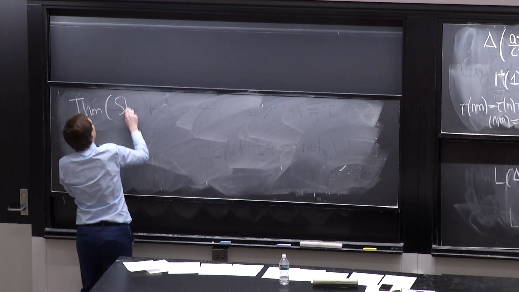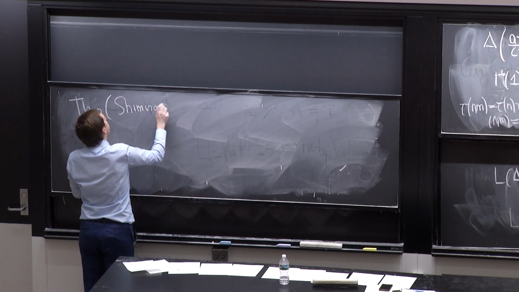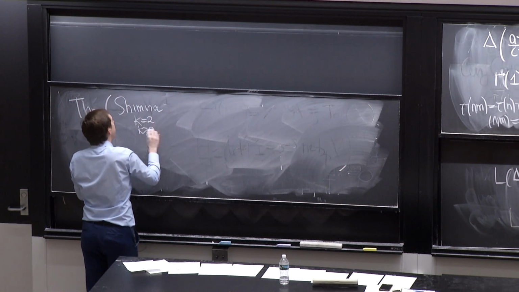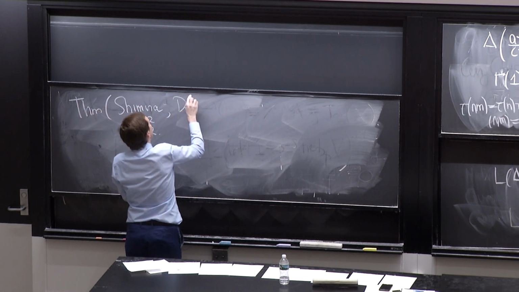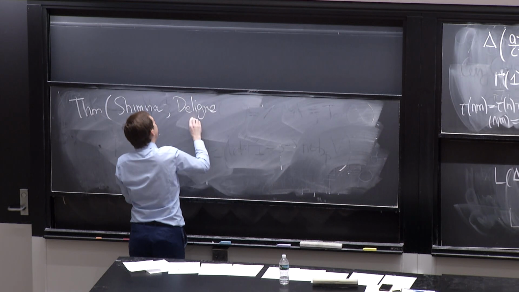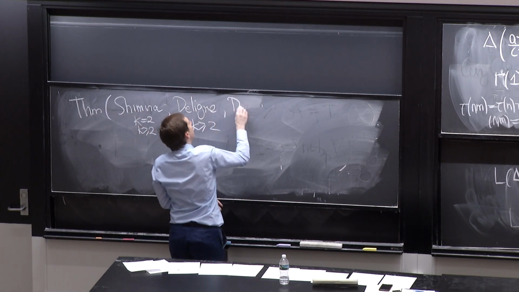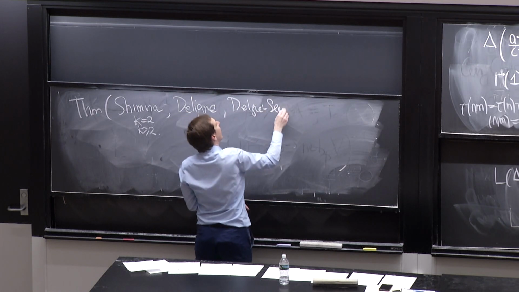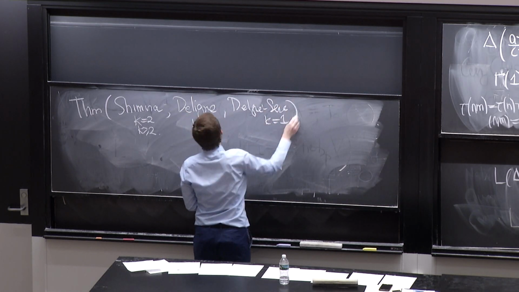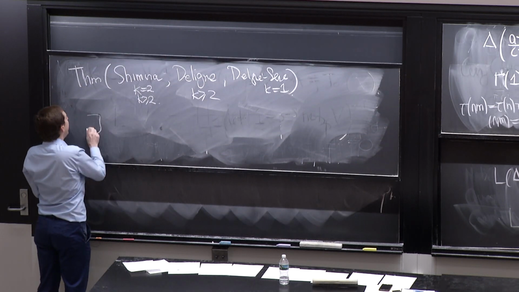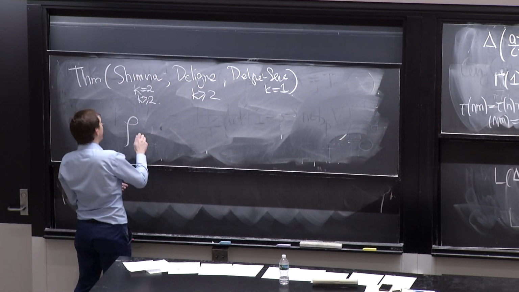So a theorem, basically proved by Shimura for k equal to 2, but in fact his argument can really be made for k bigger or equal to 2. Then Deligne for k bigger or equal to 2, but he proved much more about it. And then Deligne and Serre for k equal to 1: associated to a modular form, there exists a Galois representation.